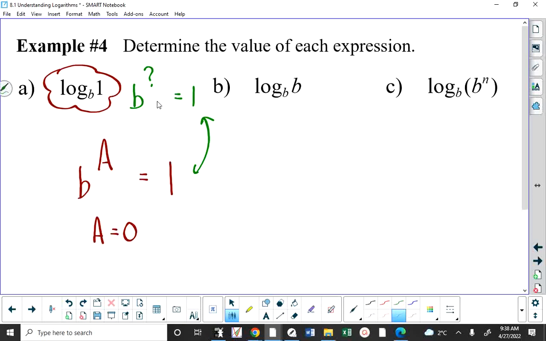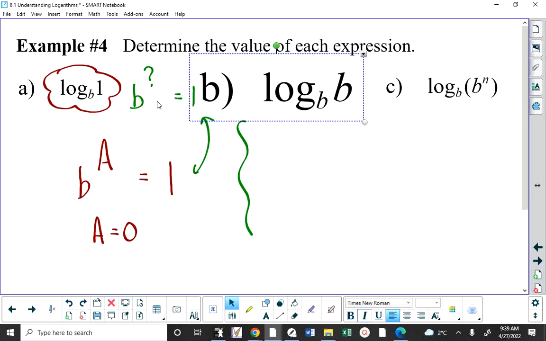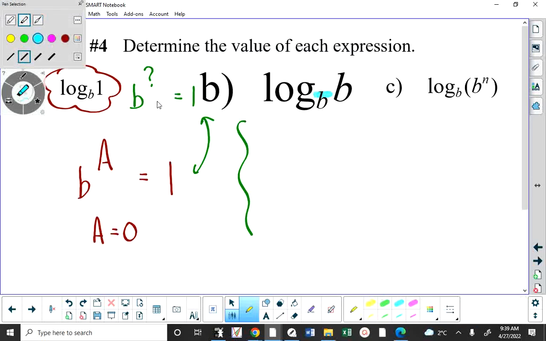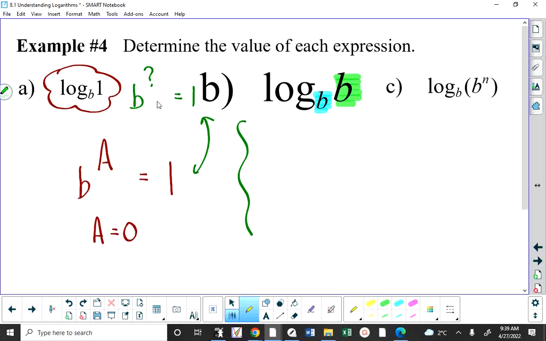You're just saying, what exponent do I raise b to get 1? So if that works there, let me ask you this question. To what exponent, and I'm going to make this just a little bit bigger, or a lot bigger, to what exponent do you raise this b to get this b? 1. You have to raise the base b to 1 to get b. So this is equal to 1.